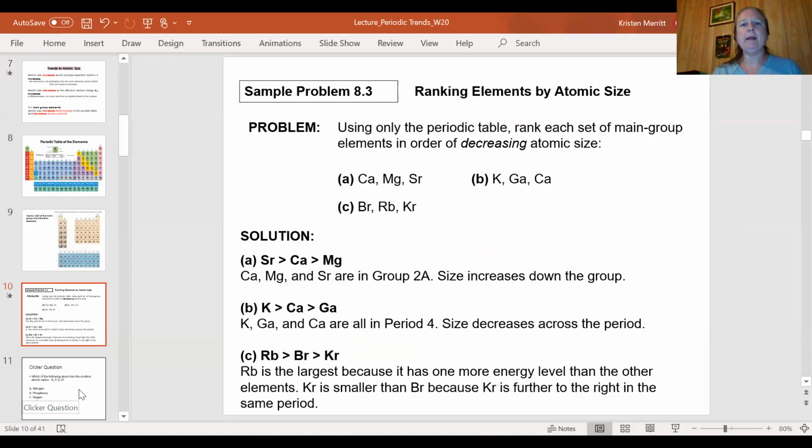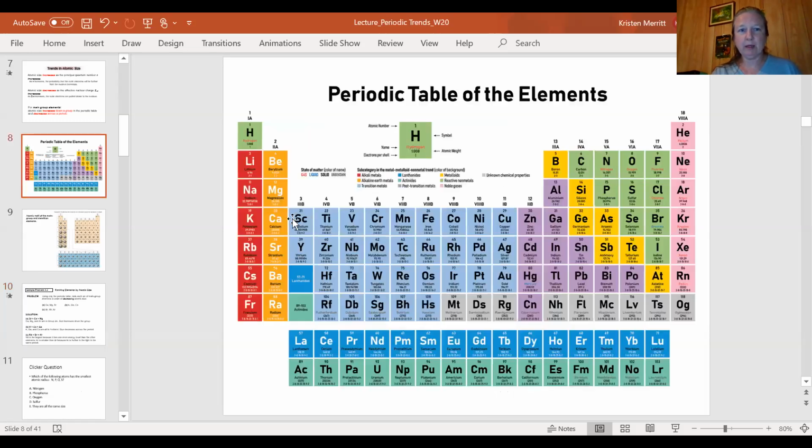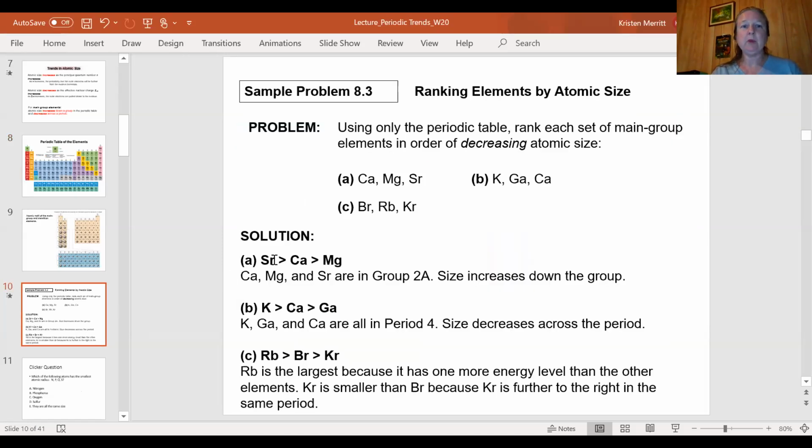So when we're going to rank elements, not any ions or anything, just elements right now, in decreasing atomic size, you're going to go according to the periodic table. So we have calcium, magnesium, and strontium. Here's calcium, here's magnesium, and here's strontium. So obviously the magnesium will be smaller than the calcium, which is smaller than strontium. Or you can say it the reverse way. Strontium is larger than calcium, which is larger than magnesium.